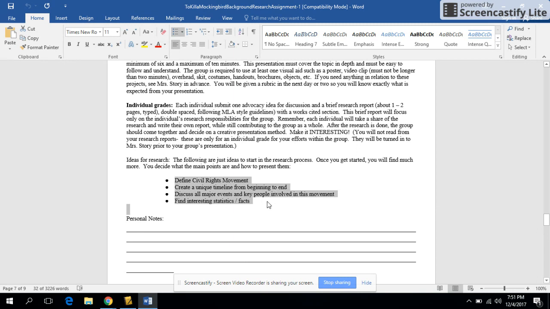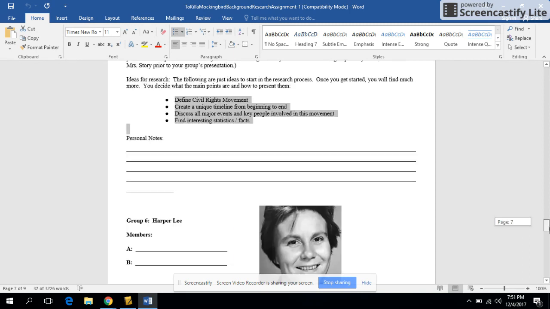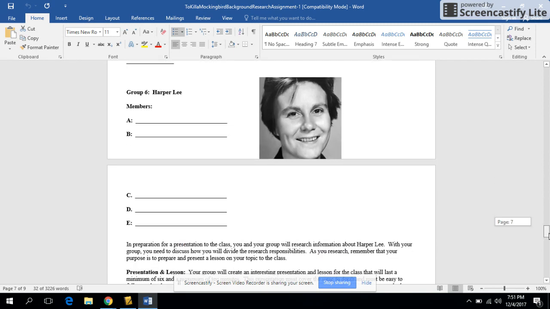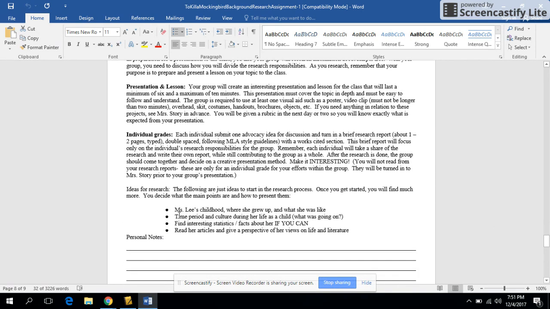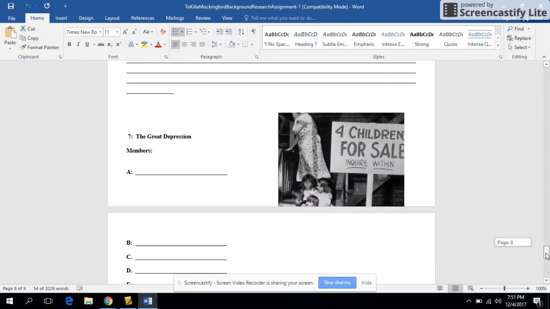I found some really cool, interesting facts that I did not know from one of my students' groups last year. And this is Harper Lee. She's the author of our novel, To Kill a Mockingbird, and she'll probably be really hard to find things on because she led a very mysterious life. She recently passed away, but see what you can find out about her. There's a couple articles out there about her views on things. Find out what her life was like.